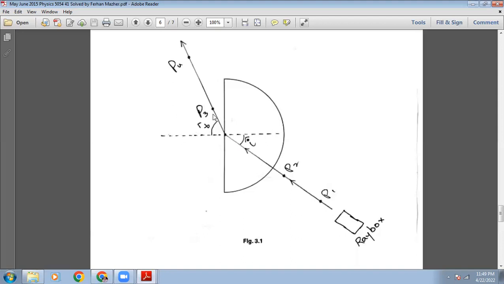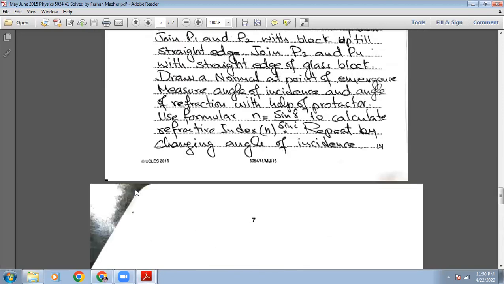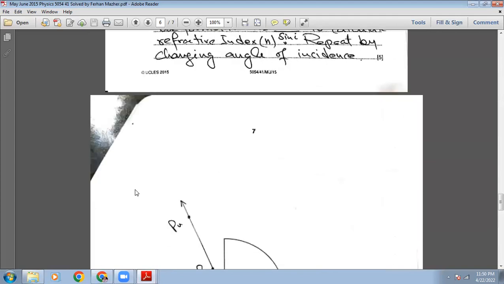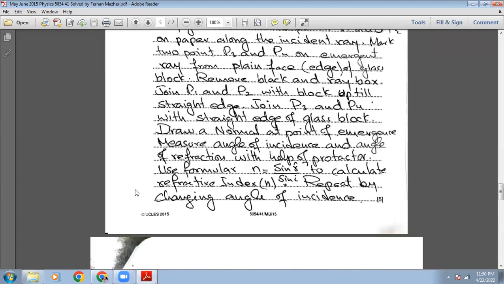And check with the help of a protractor what is the angle between the normal and the emergent ray. I will call it the angle of refraction, I will call it R. Then you can find very easily the refractive index. The formula for the refractive index will be sine R divided by sine I. We always put that angle upstairs which is in the rare medium.